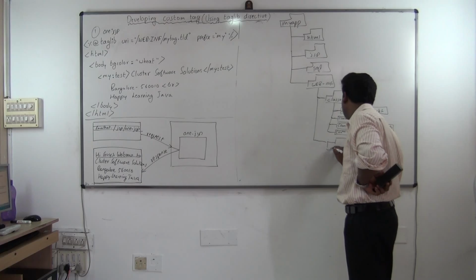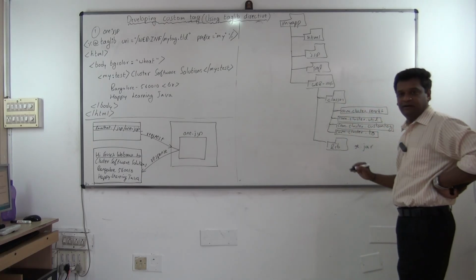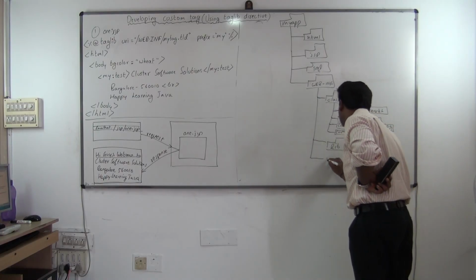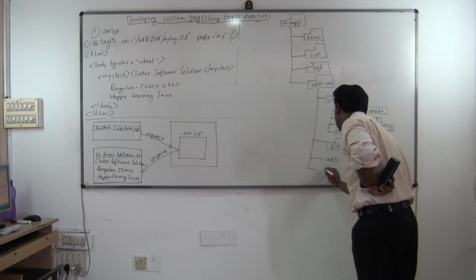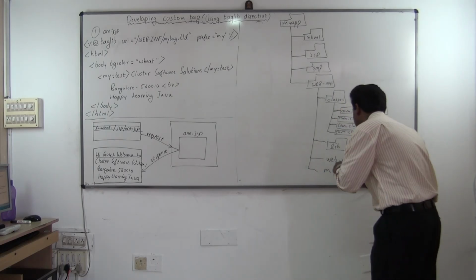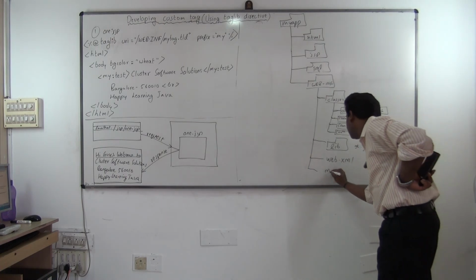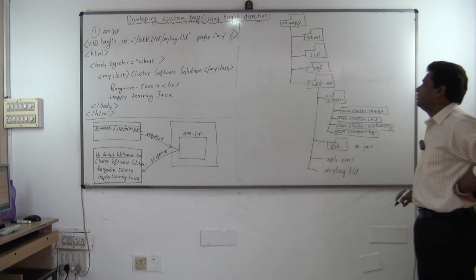One more folder you will have called lib, which contains star.jar. Apart from that, what you will have now? web.xml. Now you are going to have all your TLDs also. Any number of TLDs you can have. I am just writing one TLD, mytag.tld. So it will be kept in WEB-INF.